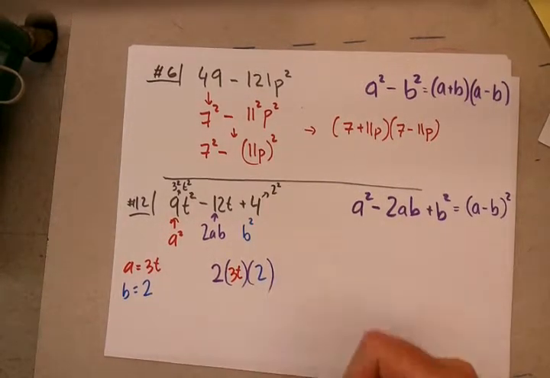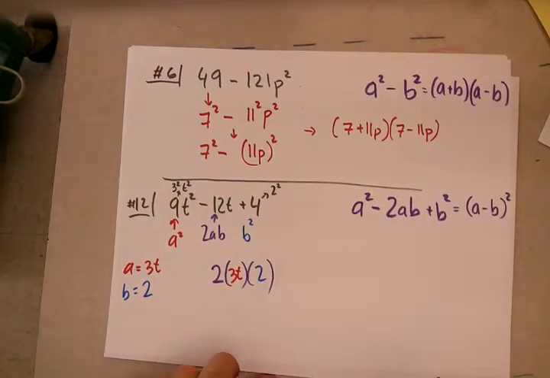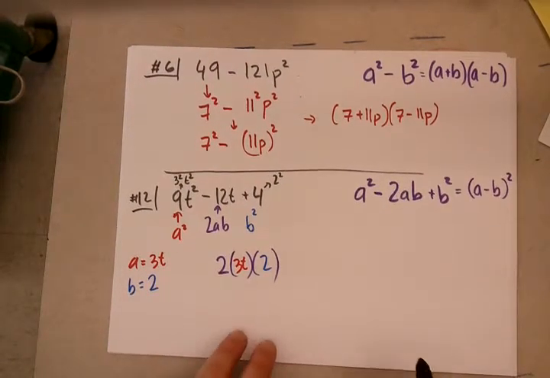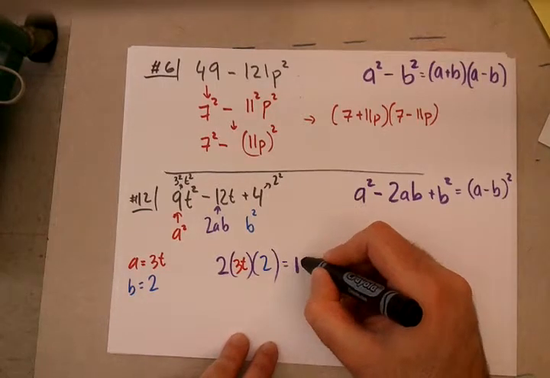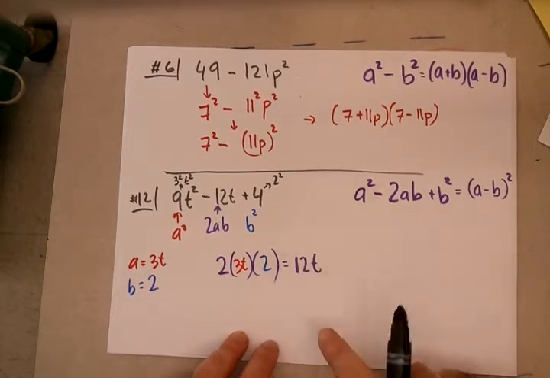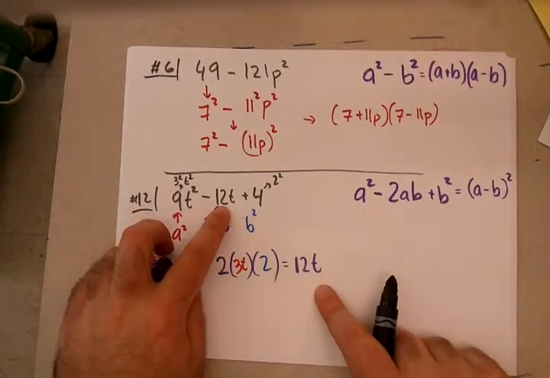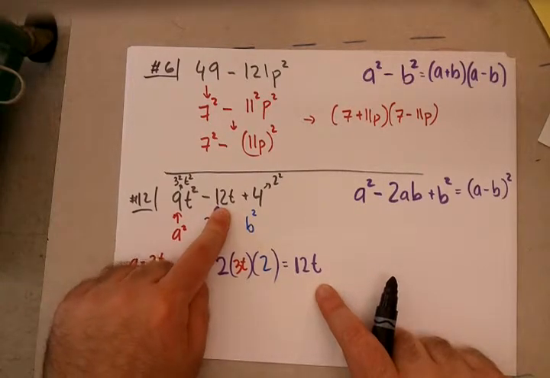Now let's crunch our numbers and see what we get. 2 times 3t is 6t. 6t times 2 is 12t. Does the value match our middle term? Yes, it does. The signs are off.